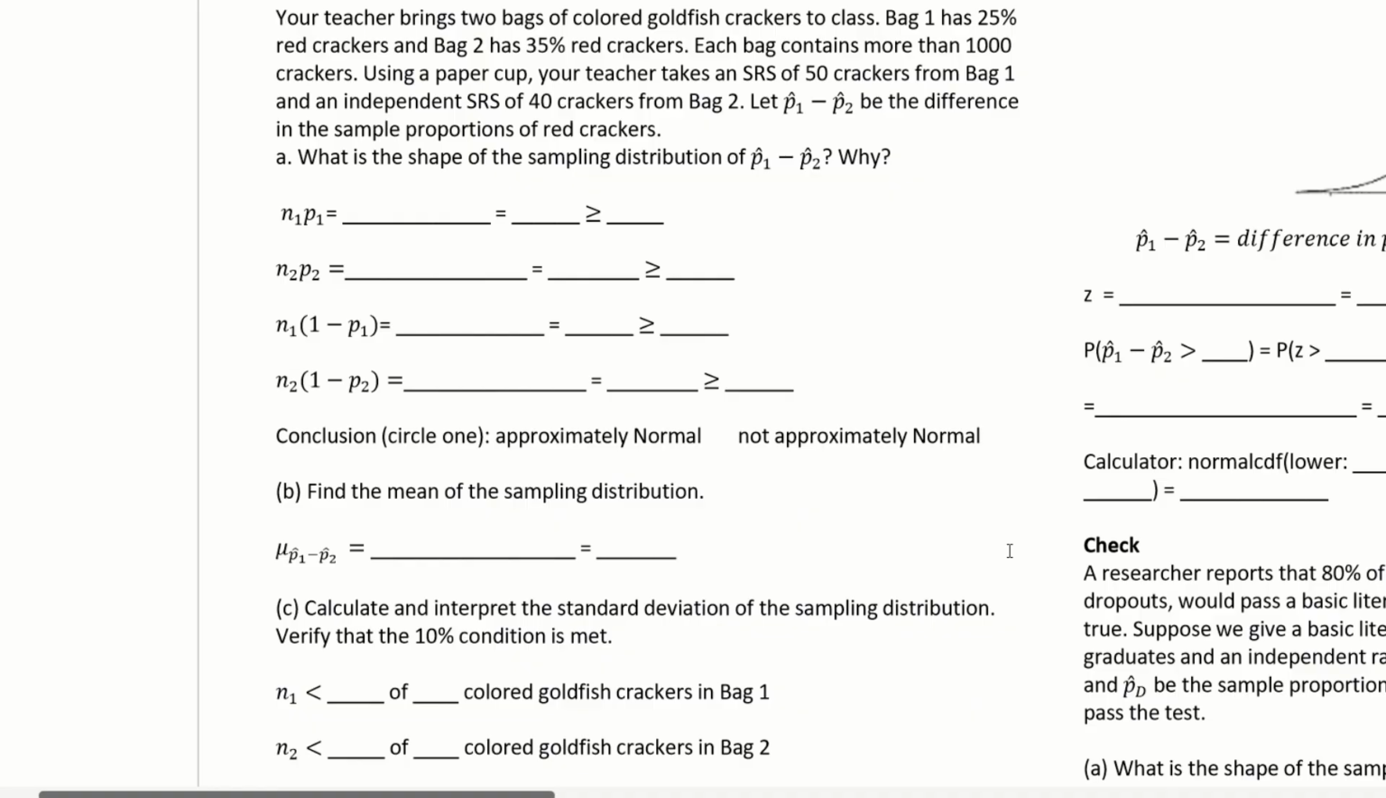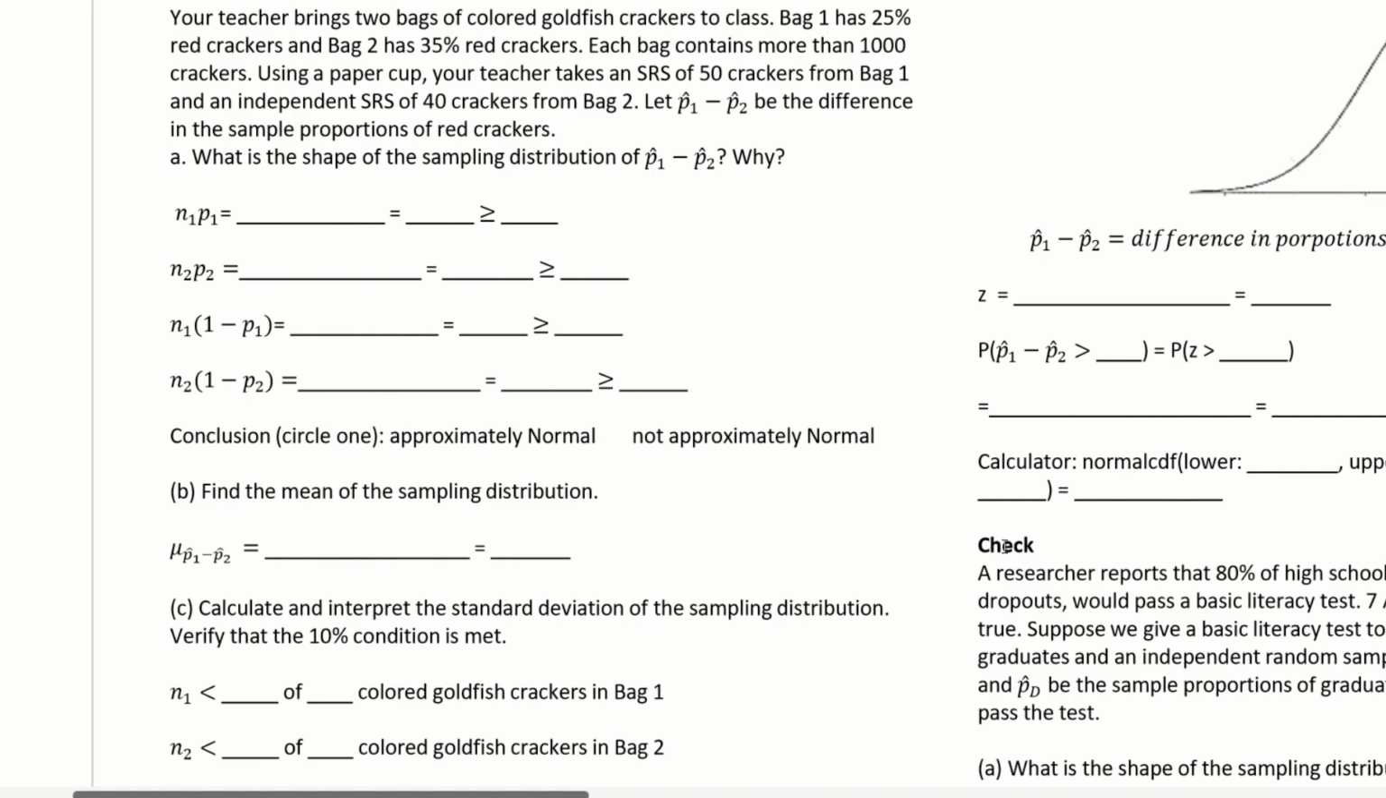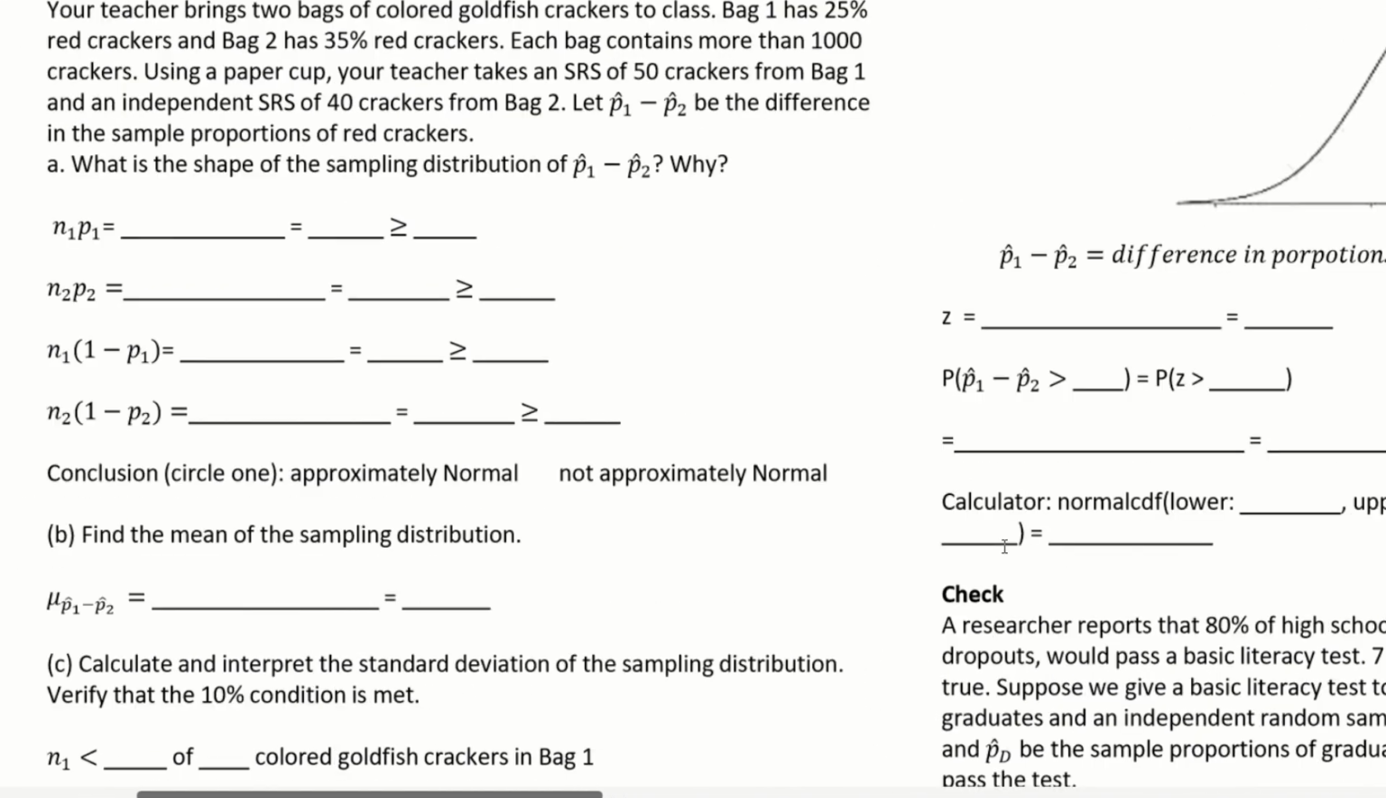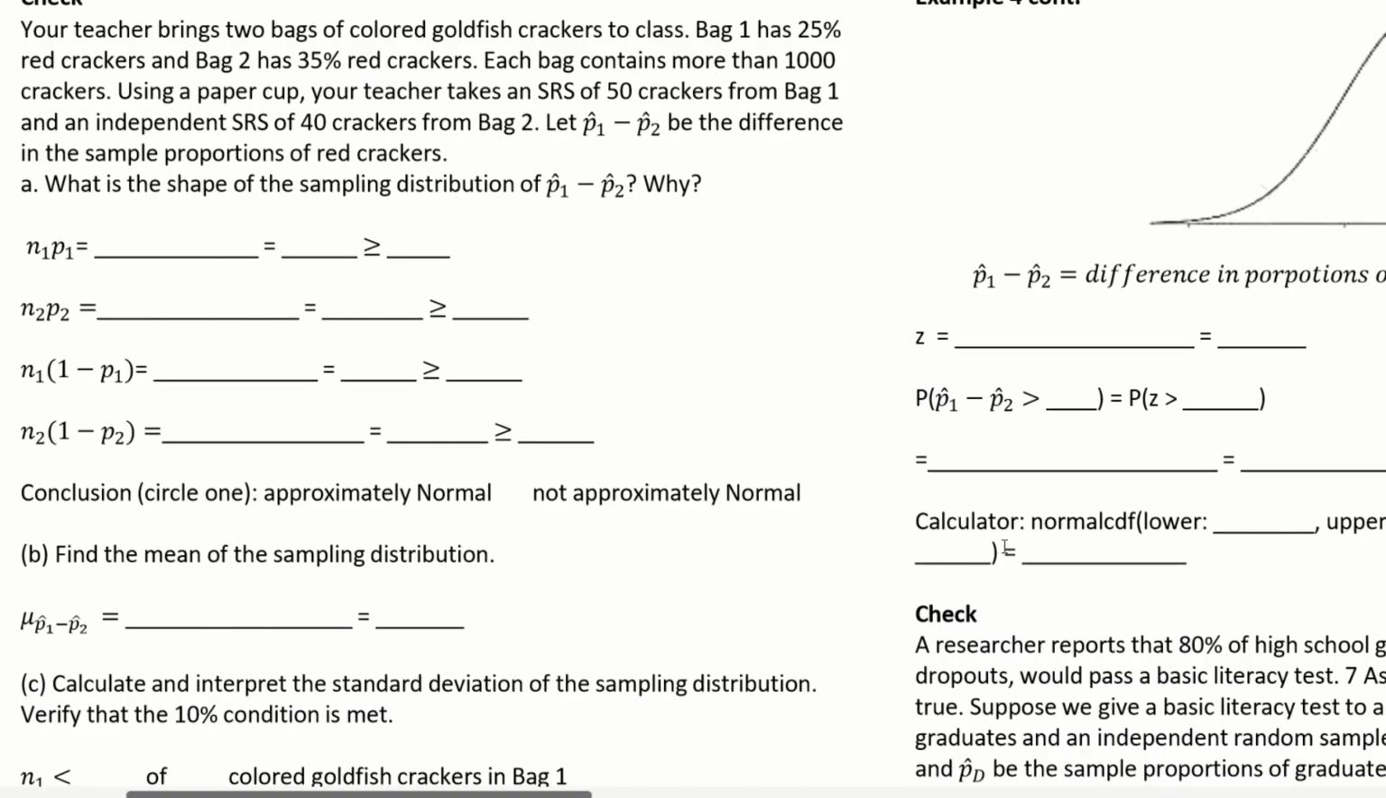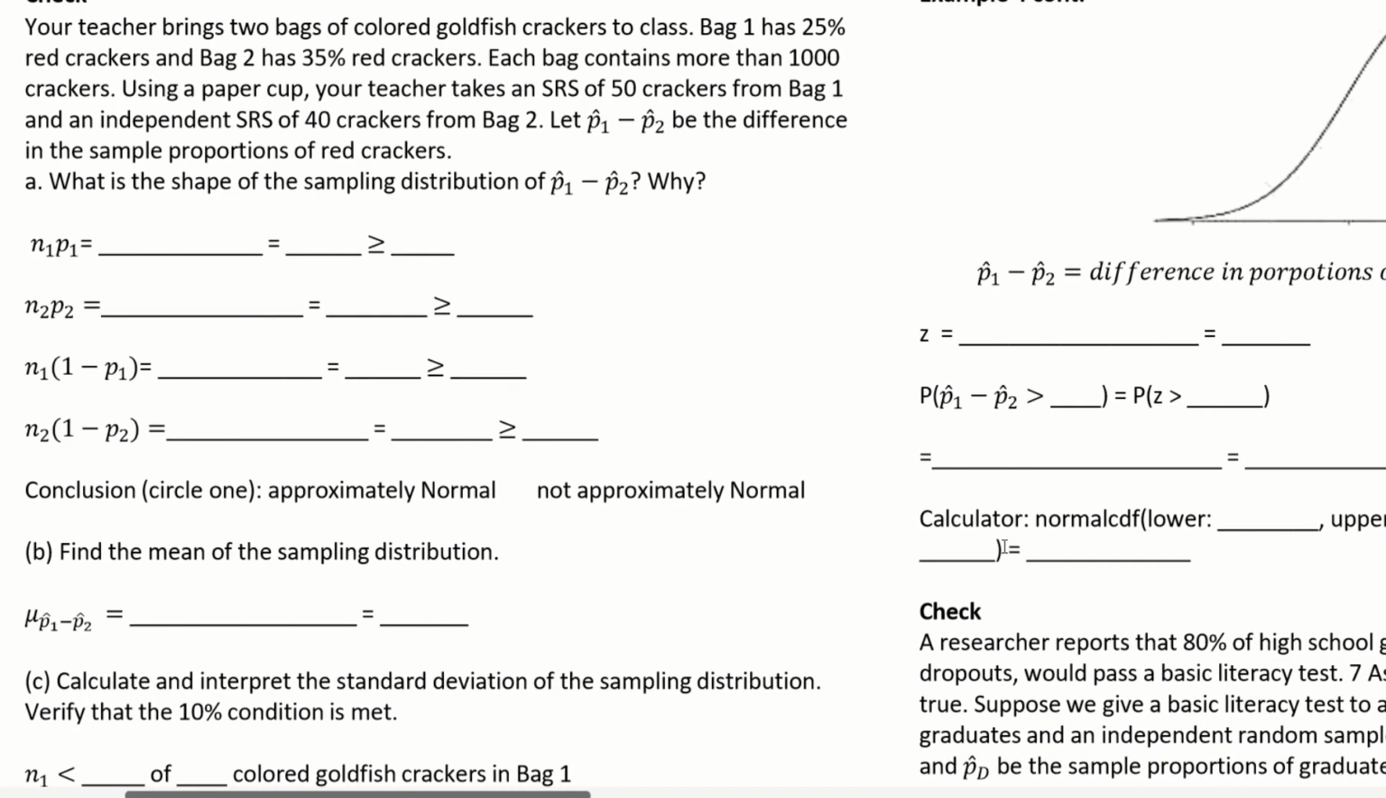All right, hopefully you paused and tried it, and let's go ahead and take a look. So your teacher brings 2 bags of colored goldfish to class. Bag 1 has 25% red crackers, and bag 2 has 35% red crackers. Each bag contains more than 1,000 crackers. Using a paper cup, your teacher takes a simple random sample of size 50 crackers from bag 1 and a simple random sample of 40 crackers from bag 2. Let p hat 1 minus p hat 2 be the difference in the sample proportions of red crackers.